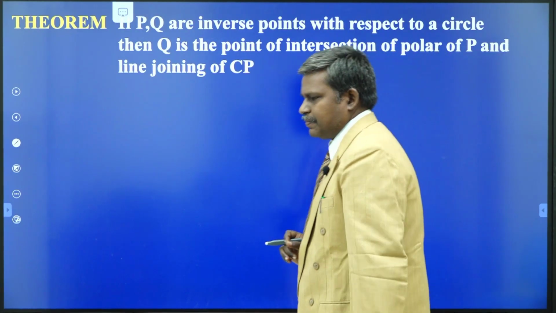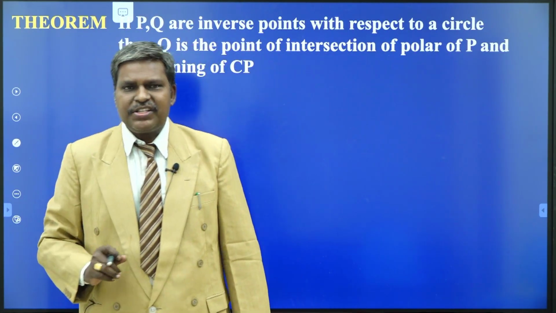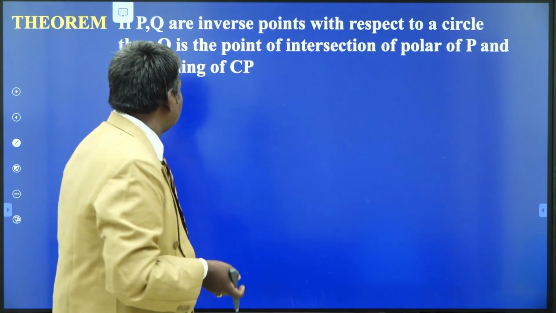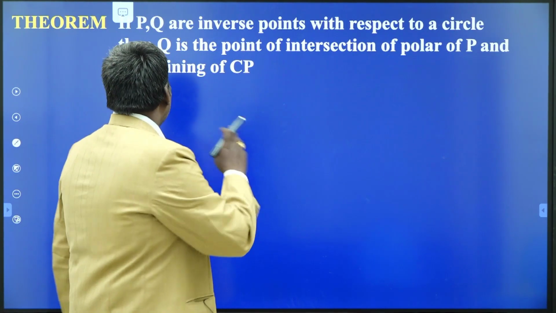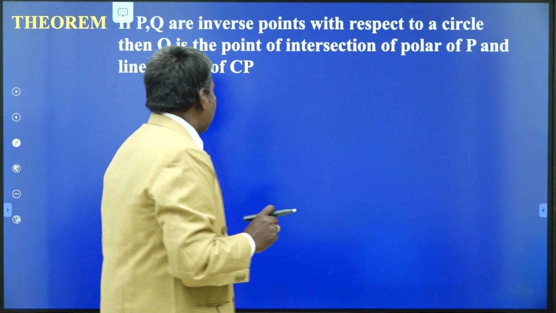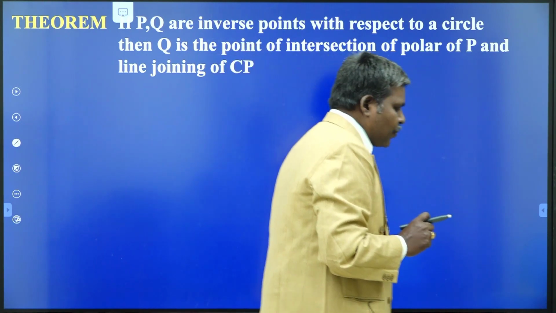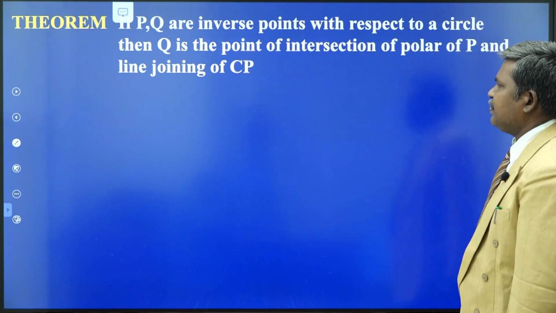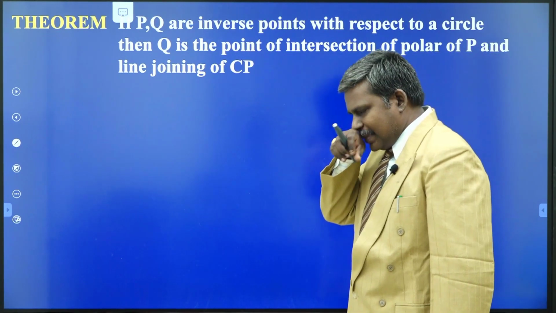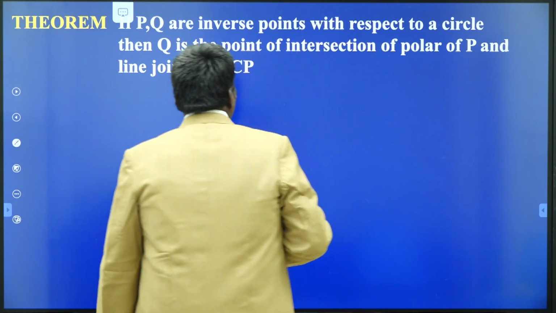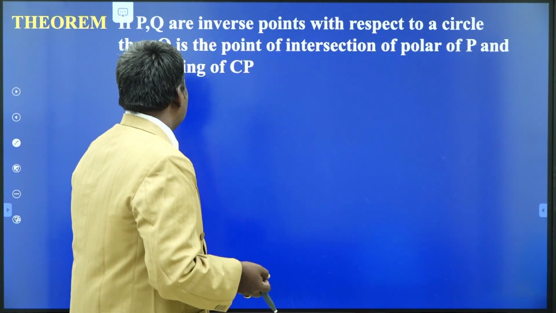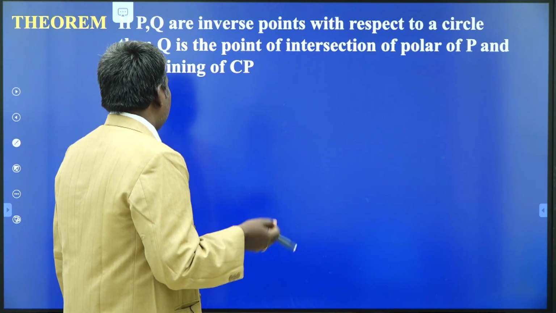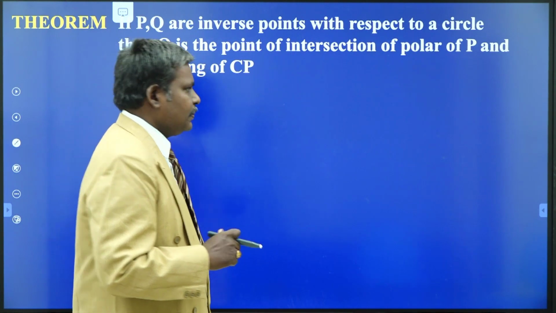Let us see this theorem. With the help of that definition itself, we have to prove this wonderful theorem. Already we explained; just theoretically you have to derive. P, Q are inverse points with respect to a circle. Then Q is the point of intersection of the polar of P and the line joining C and P. This is the theorem. P, Q are what? Inverse points with respect to a circle. Then Q is the point of intersection of the polar of P and the line joining C and P.